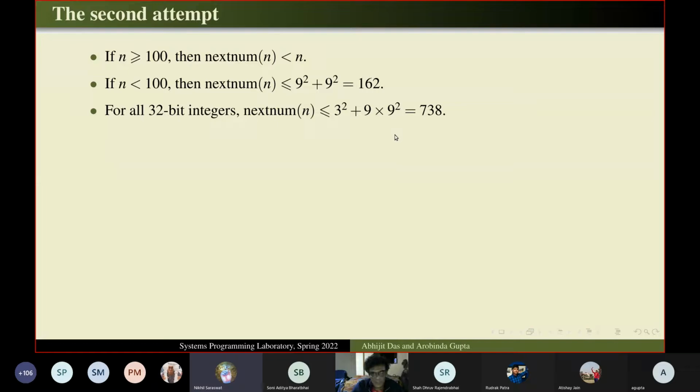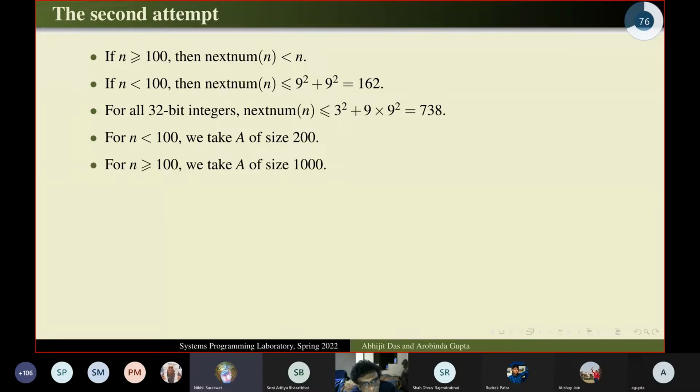So what if I do something like this? If n is less than 100, we take a to be of size 200. And if n is greater than or equal to 100, we take a to be of size 1000. Of course, instead of 200, I can choose something like 163, 164, but this is fine. And here also I could have taken 739, 740, something like that, but I have just taken 1000.